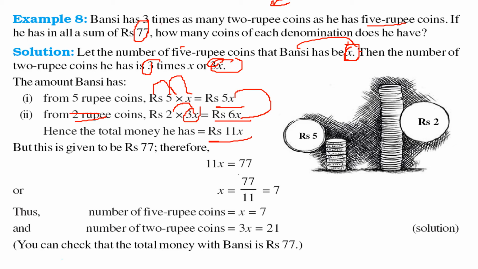But in the question it is given that the total money he has is 77. So the total of these two, that is 11x, is nothing but 77. You divide both sides by 11, you get x equal to 7. So when you find this solution, you get 7 into 3, that is 21. The number of 5 rupee coins is 7 and the number of 2 rupee coins is 3x, that is 21.